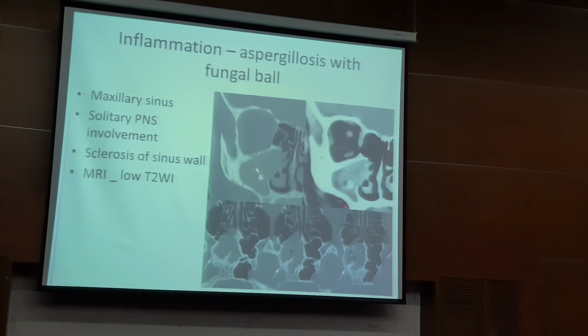Okay, and how would it look like on MR? It would usually be low on T2 weighted image. Look at the axial image here. You can see the sphenoid sinus with calcific material within it. So this is aspergillosis with fungal ball.